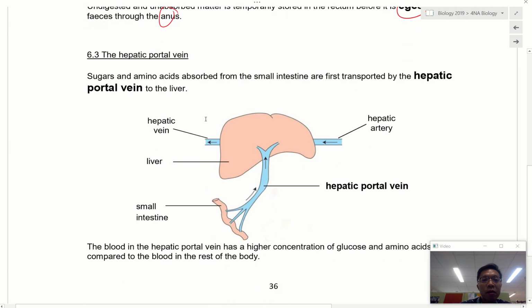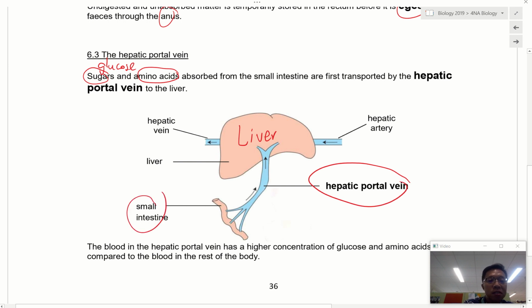Next, we want to talk a little bit about assimilation. For assimilation, we must talk about the liver, and the liver has many functions. Why is the liver so important? It's because the digested nutrients, the amino acids and sugars, which if you remember is the glucose, are first transported to the liver by a very special structure known as the hepatic portal vein. This hepatic portal vein will connect the small intestine and transport the nutrients to the liver.